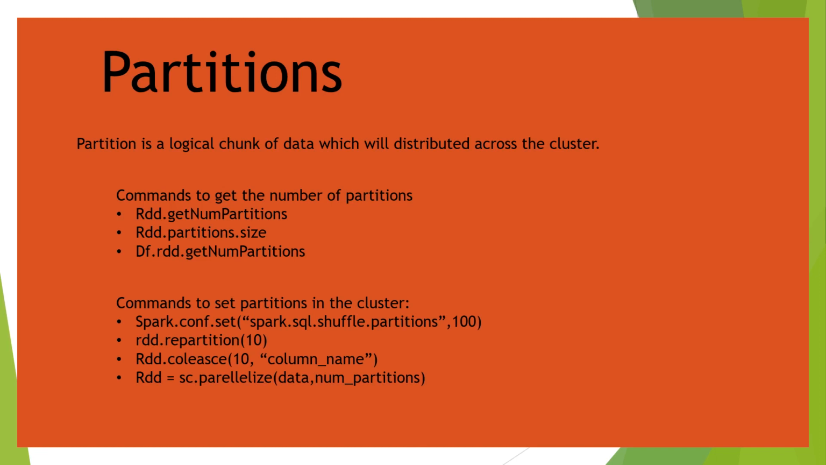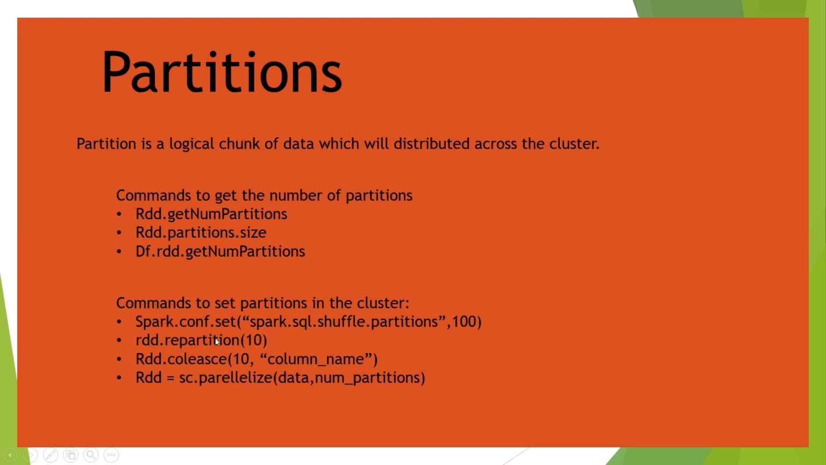So how do you know how many partitions the data has been distributed into? For that we have different commands. The first one is RDD getNumPartitions. We can use this to get the number of partitions. You can also use partitions.size. And for a data frame, you use .rdd.getNumPartitions. Using these three you can get the number of partitions currently being used.